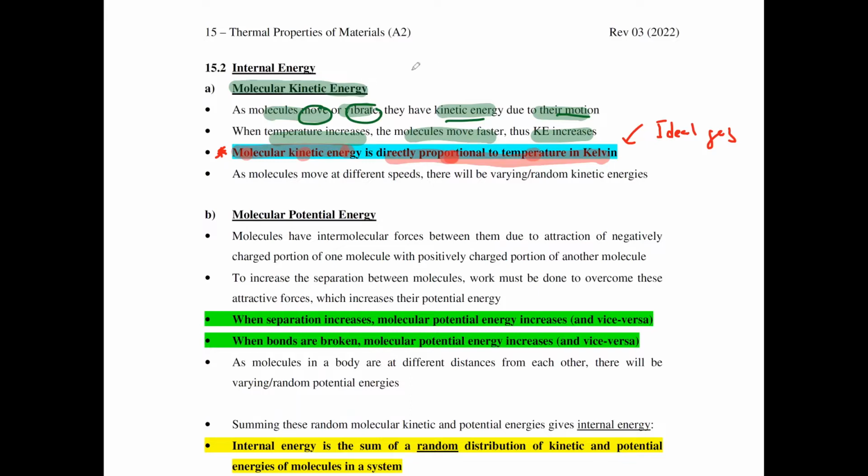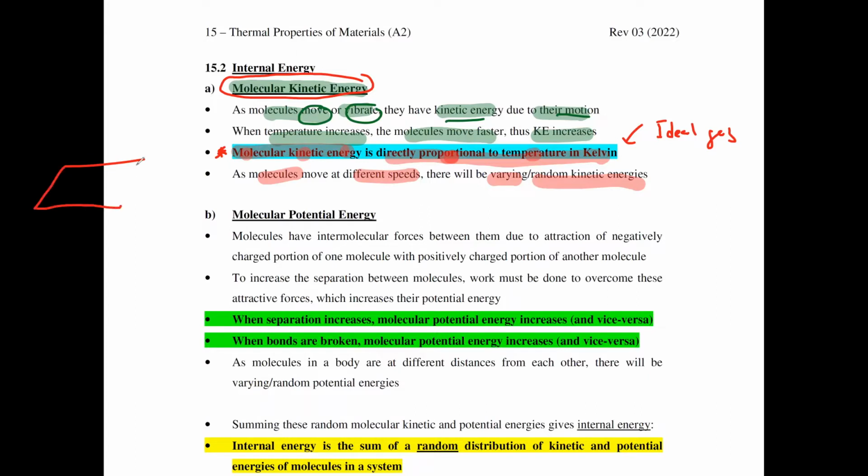All right. So when you're talking about the kinetic energy of the molecules, they all tend to move at different speeds. Hence, there will be varying or random kinetic energies. So this is talking about the kinetic energy of the molecules. I'm not talking about the kinetic energy of the body itself. What I mean by that is this.